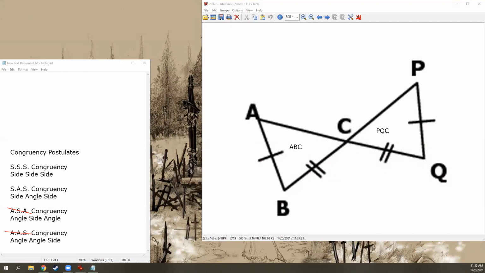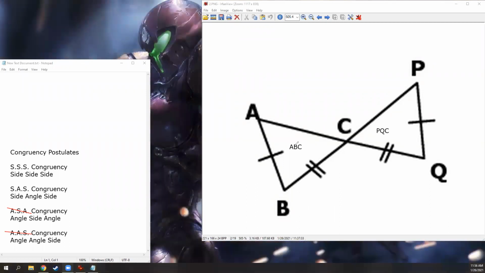So let's look. So they're not sharing a side at all. And then, of course, the names would kind of give it away as well. If they were sharing a side, they would have the exact same letters in the name. A, B, C, P, Q, C. A, B, P, Q aren't the same. But C is. C is the same. That's real interesting. C's right here in the middle.